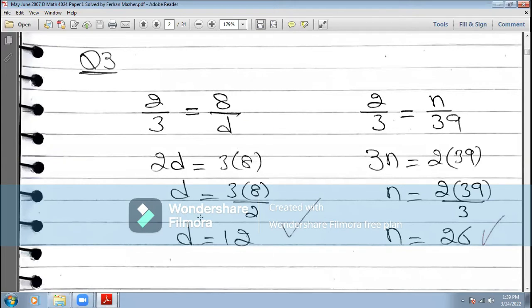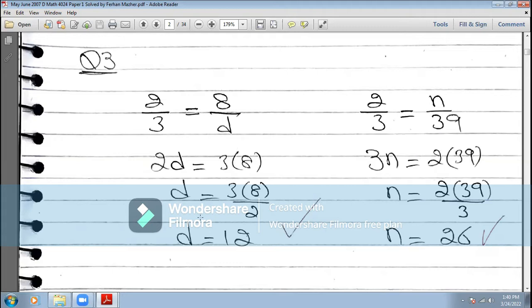So question number 3 is showing up on your screen. 2 by 3 is equivalent to 8 by D. Cross multiply: 2D is equal to 24, that is 3 into 8. The 2 which is multiplying with the D will go to the other side, where it will divide. So you will have 3 into 8 divided by 2. 2 and 8 will be cancelled, you will have 4. 4 multiplied by 3 will be 12. So the value of D is 12.